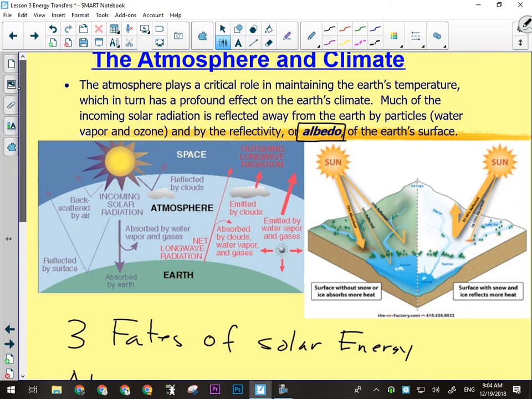Other things that can happen to the light when it comes through the atmosphere: some of it passes all the way through, hits the Earth and reflects off the Earth. Then it goes back up into the atmosphere, but doesn't get all the way out. It reflects back down and hits the Earth again. What do we call that?